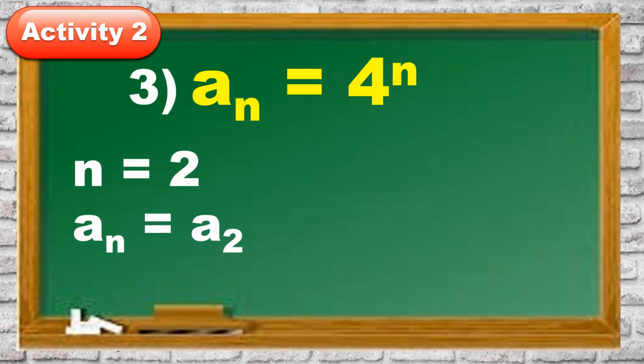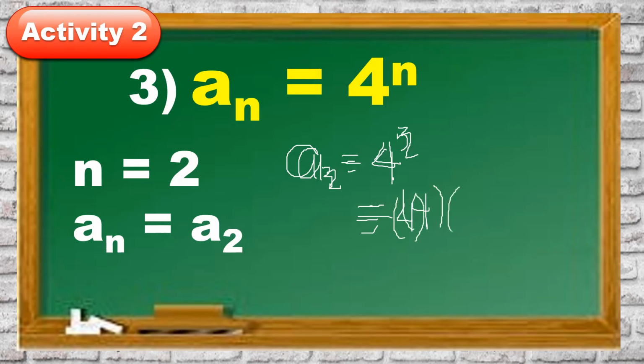Now, we are going to get the second term. Therefore, ang value ng n doon ay 2. So, by substitution, a sub 2 equals 4 raised to 2. Pinalitan na kasi natin yung value ng n ng 2. But remember, na ang 4 raised to 2 ay hindi ibig sabihin 4 times 2. 4 raised to 2 means we are multiplying 4 2 times by itself. Therefore, 4 raised to 2 is equal to 4 times 4, which is 16.